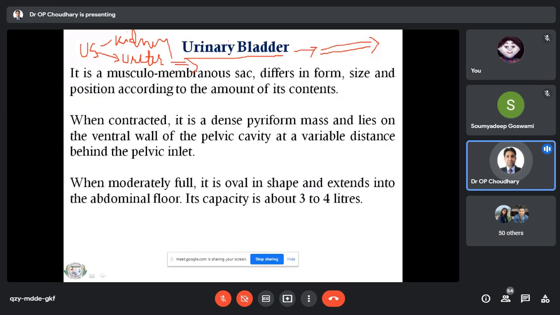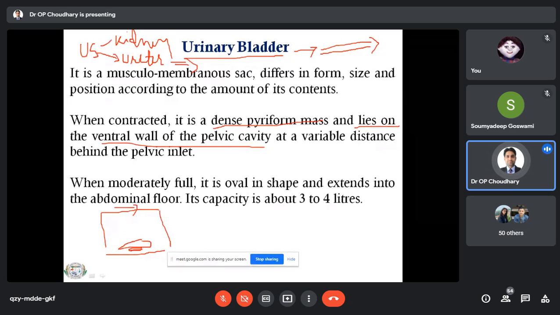If it is contracted, meaning there is no urine, it is in the form of a dense pyriform mass and lies on the ventral wall of the pelvic cavity. Ventral wall means, suppose this wall is the pelvic cavity, then this is the dorsal wall and this is the ventral wall. So the urinary bladder, when contracted, is a dense pyriform mass lying on the ventral wall of the pelvic cavity.